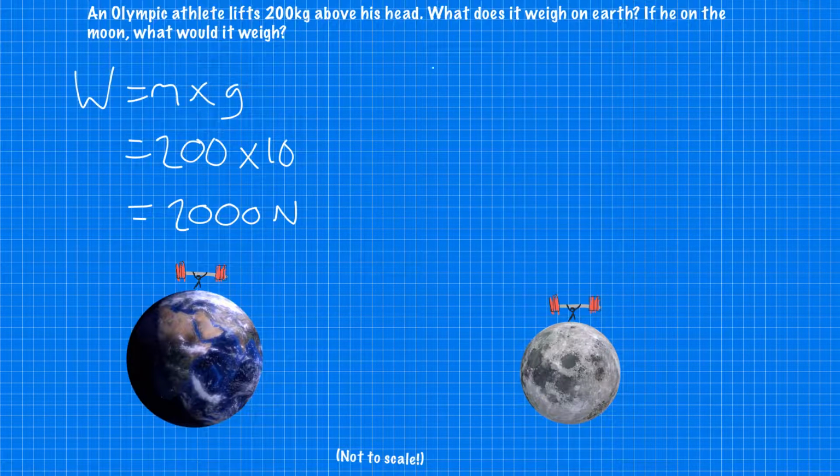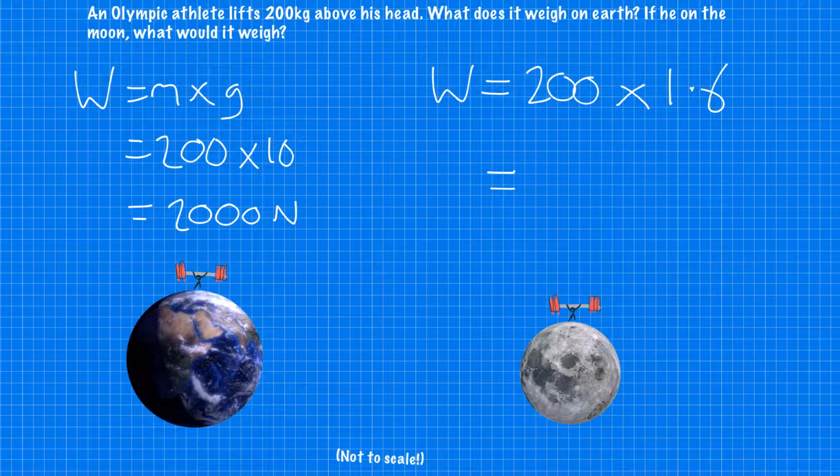Whereas on the Moon, we still have a 200 kilogram mass, but this time the gravitational field strength is 1.6, so it would only in fact weigh 320 newtons. Now, there's the same amount of matter in the bar, there's 200 kilos on both, but the force of gravity pulling on the object is weaker on the Moon, so the weight itself is lower.